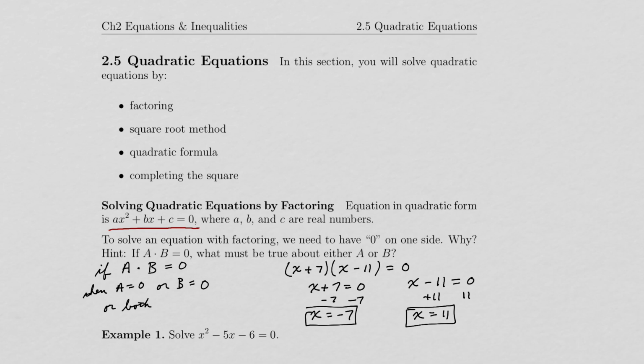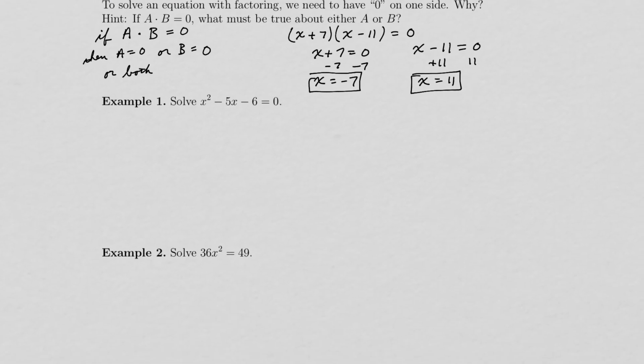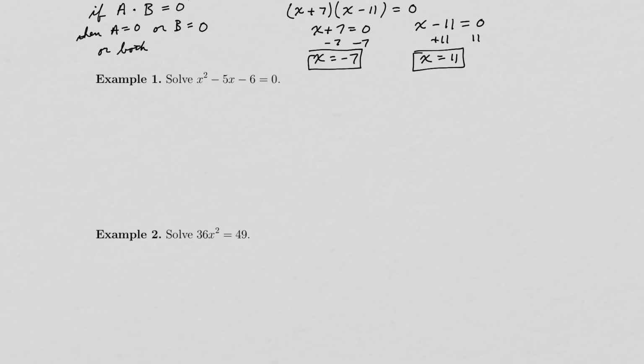Okay, so let's try some of these. And again, we already reviewed factoring, so this is going to use our factoring skills. Let's say I want to solve, example 1, x squared minus 5x minus 6 equals 0. First thing, it's already set equal to 0, so we don't have to do anything there. Let's try factoring the left-hand side.